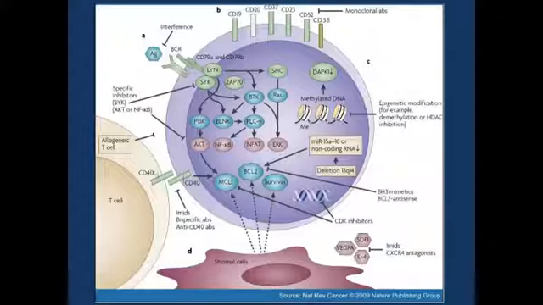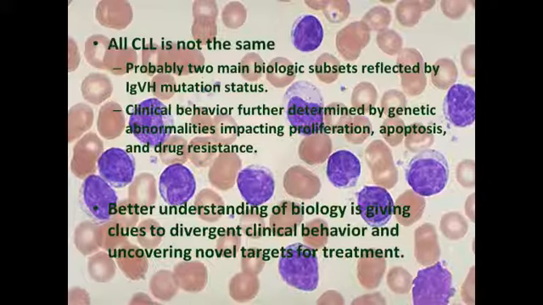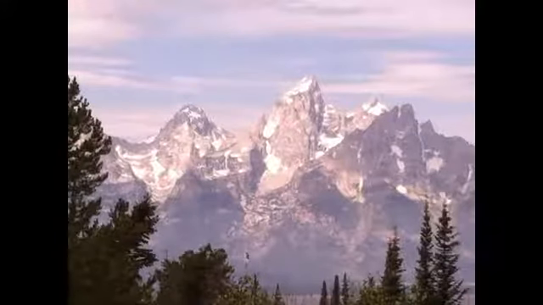So to sum up, all CLL is not the same. There are probably two main biologic subsets reflected by the immunoglobulin mutation status. The clinical behavior is further determined by genetic abnormalities impacting proliferation, apoptosis, and drug resistance. And we're developing a better understanding of the biology, and it's giving us clues to the divergent clinical behavior and uncovering, we hope, novel targets for treatment. That's all I have.